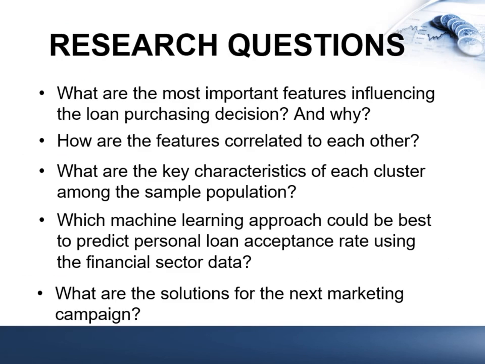Our research questions include: what are the most important features influencing the loan purchasing decisions and why? How are the features correlated to each other? What are the key characteristics of each cluster among the sample population? Which machine learning approach could be best to predict personal loan acceptance rate using the financial sector data? And what are the solutions for the next marketing campaign?